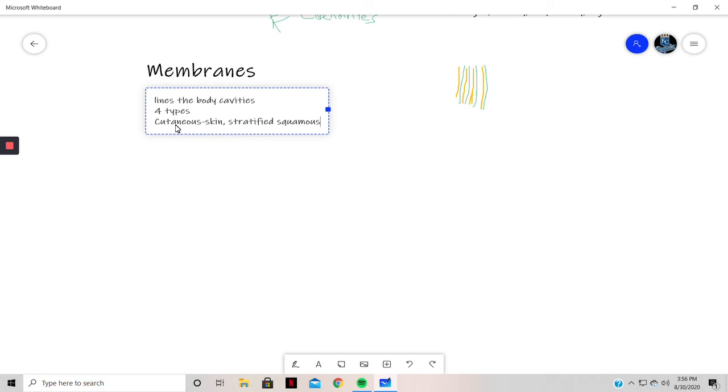And if you want to think about that, I'm going to put one more, and then I'll draw a picture. And it lies over connective tissue. Lies over connective tissue.